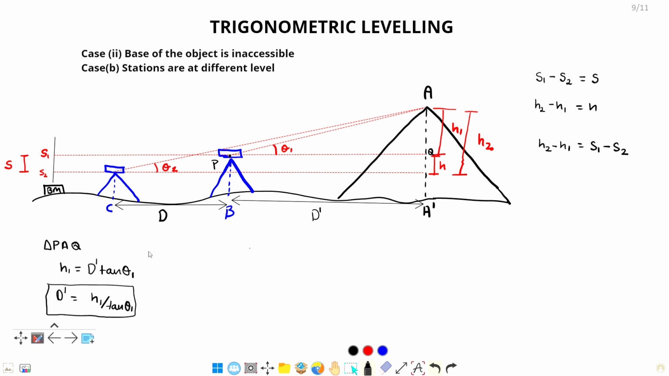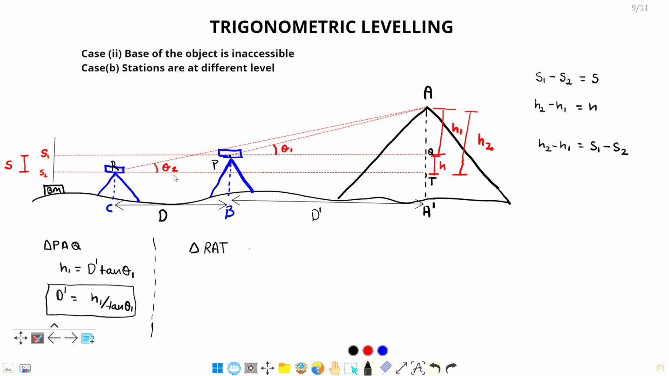Okay. Now let's see another triangle, triangle RAT. Let's name this RAT. In triangle RAT, don't go with the names, just grab the concept. This distance, from R to T, is D plus D dash. D plus D dash will be equal to what?